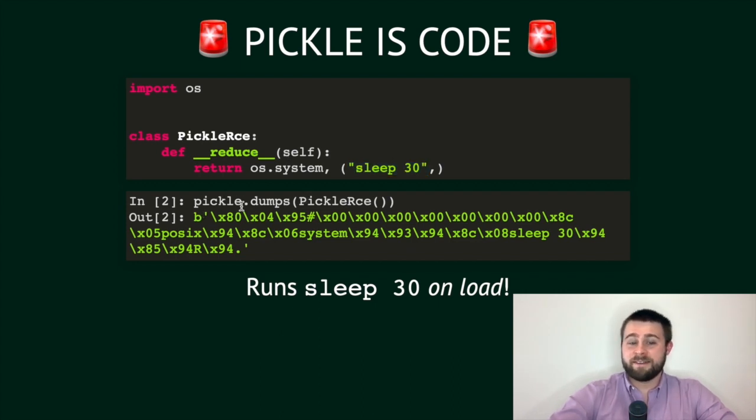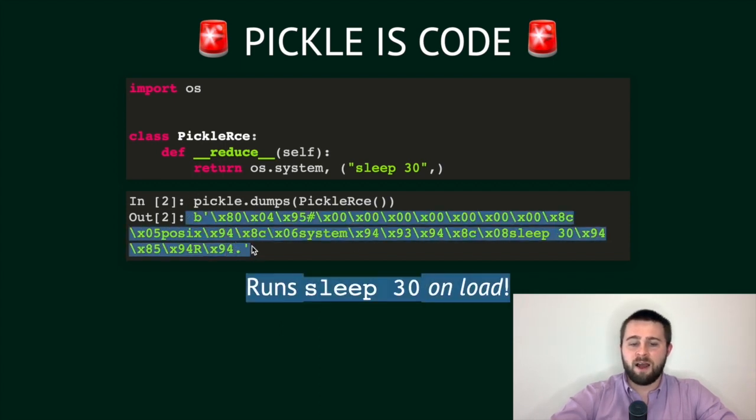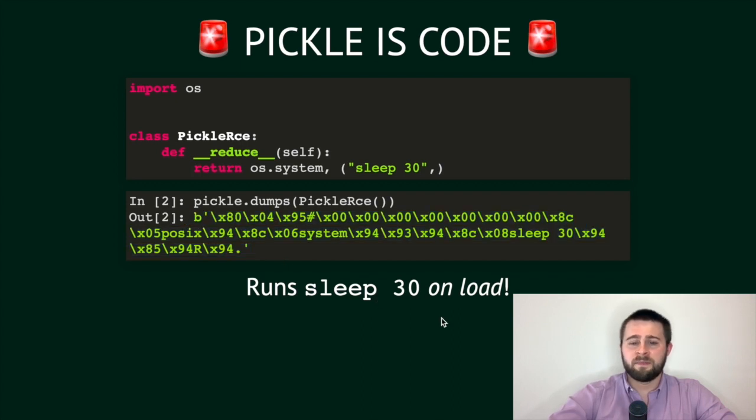When we dump this into a series of bytes, which is what made its way into the session, you can see that the POSIX part of the OS module is being used. There's the system string that refers to loading that system function, and then here's the command to pass to it. So if we call pickle.loads on this byte string, it runs the sleep 30 command. You can get Pickle to do whatever you like. You could make it create HTTP requests, delete data, dump the database, and upload it to a server you control, pretty much anything you want.